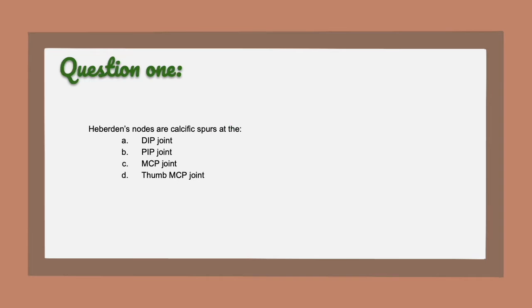Let's do it. Okay, so for question 1, the correct answer is A, the DIP joint. The Heberden's nodes are typically the first sign of OA in the hands. At the PIP joint, they are the Bouchard's nodes. Changes at the MCP joint are often more a sign of RA, so that's kind of where your thinking process should be on question 1.